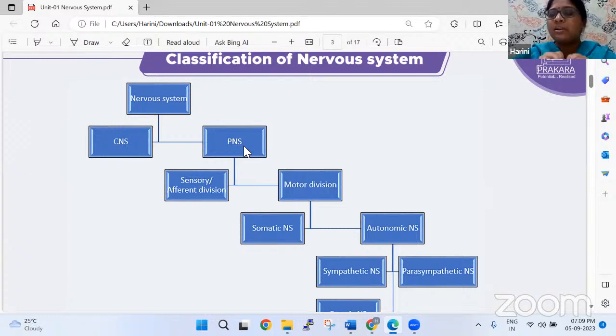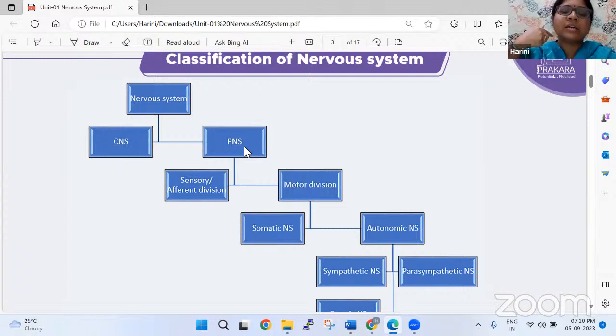So in the same way, the peripheral nervous system is classified into two major divisions. One is the sensory division, the other one is the motor division. Sensory division is about sensing: how an object is sensed, how body temperature is sensed. The various changes in the body are sensed by this sensory division, and then the neurons carry the information to the spinal cord, which sends it to the brain, and the brain integrates it based upon the information it has.